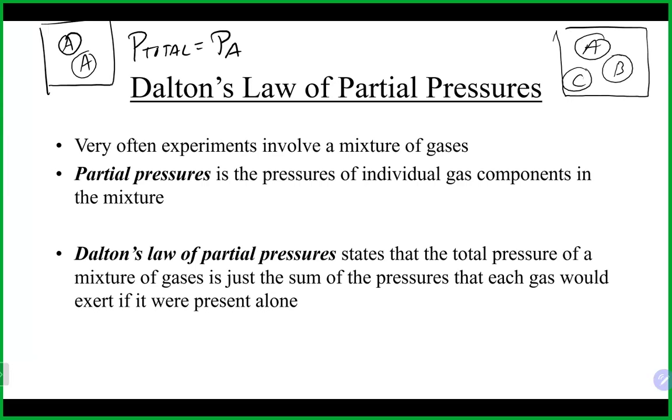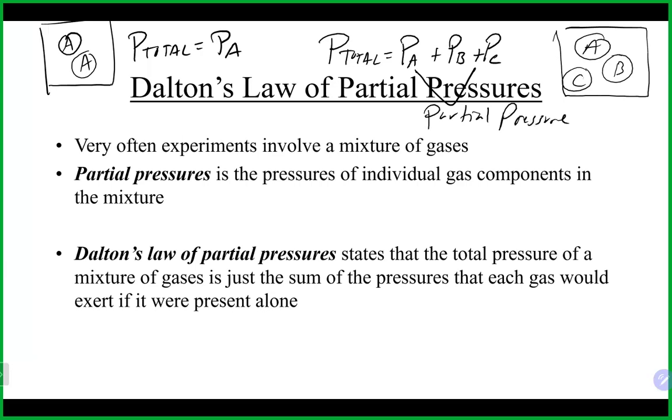The result is each of the gases is contributing to the pressure of the system. The total pressure here would be a result of the pressure of A plus the pressure of B plus the pressure of C. Each of these is partially contributing to the overall pressure of the container, and that is why they are referred to as partial pressures, because they each contribute to the overall total pressure.